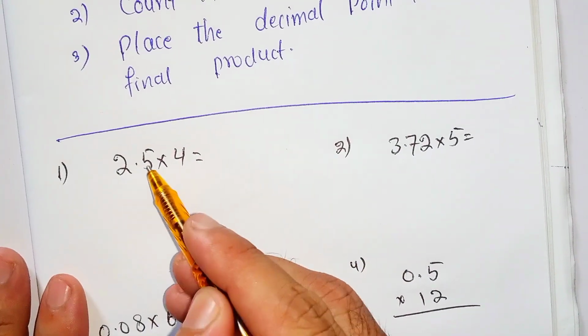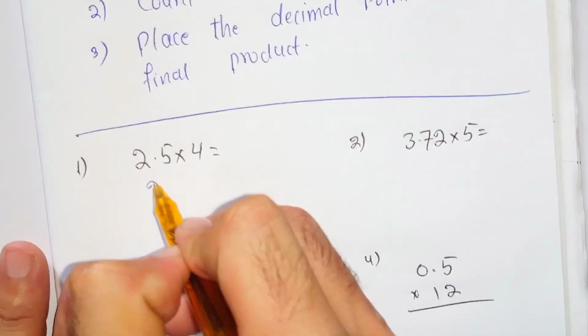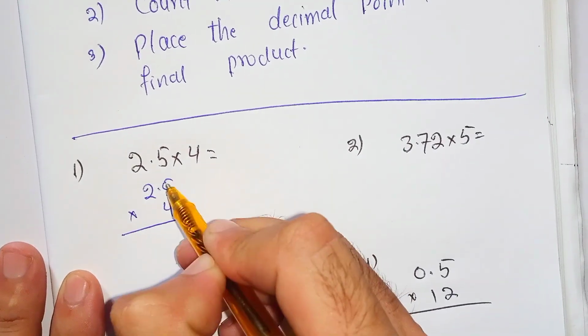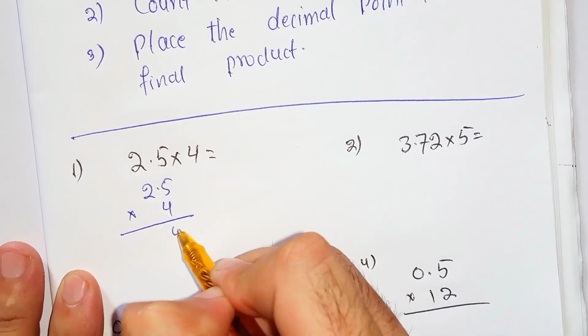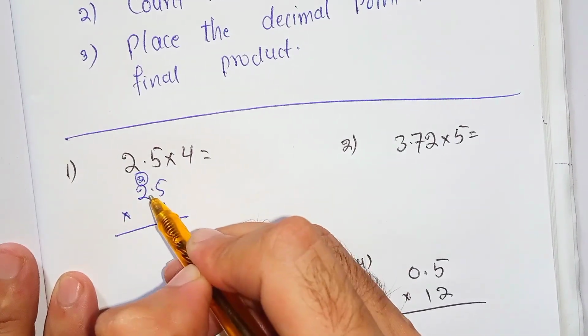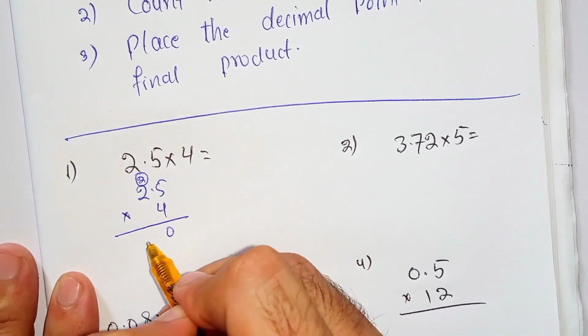For example, 2.5 multiplied by 4. So 4 times 5 is 20, write 0 and carry 2. Right, 4 times 2 is 8 plus 2 is 10.